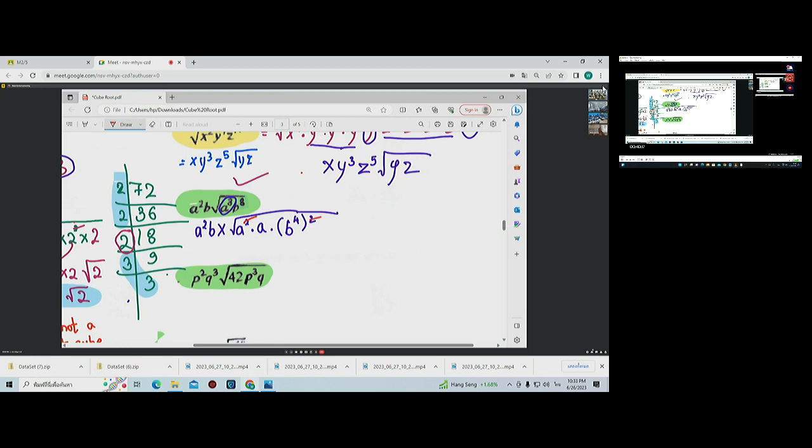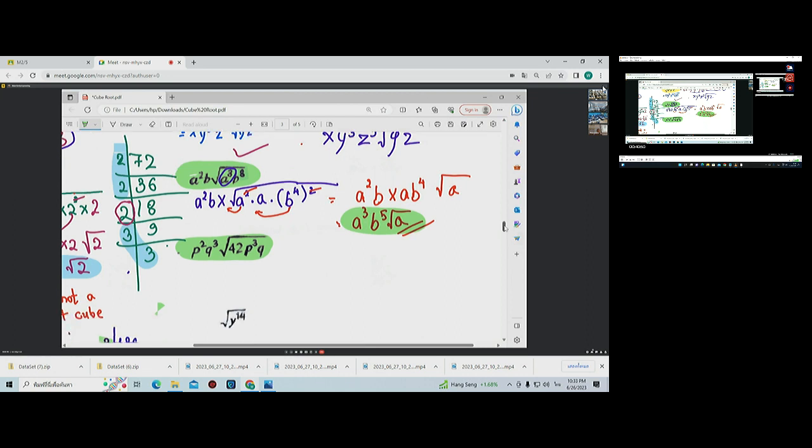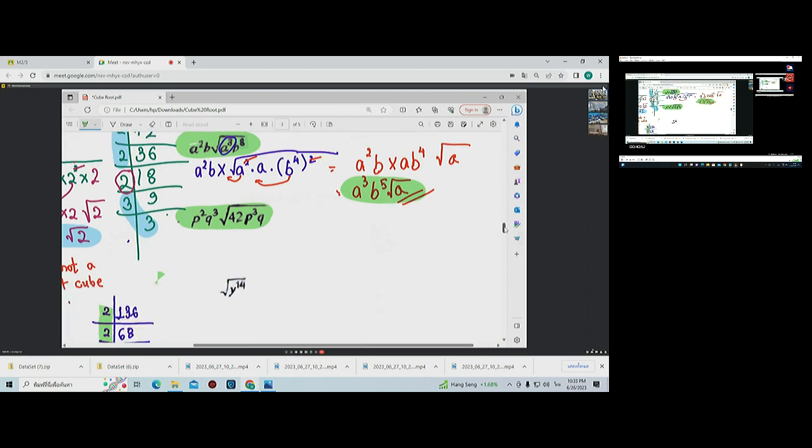Square, square cancel. So we move this out, move this out. We get a square b times ab power 4 root a. So this a and this a became a cube. B multiplied b power 4, b power 5, a. Do you get this? Yes? Try the last question for today. The last question for today.